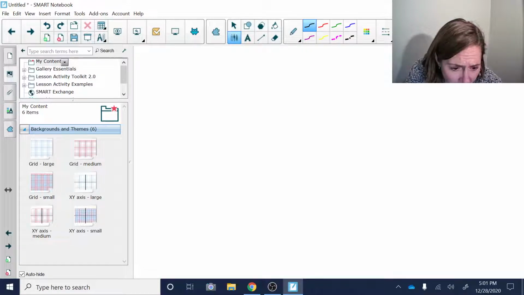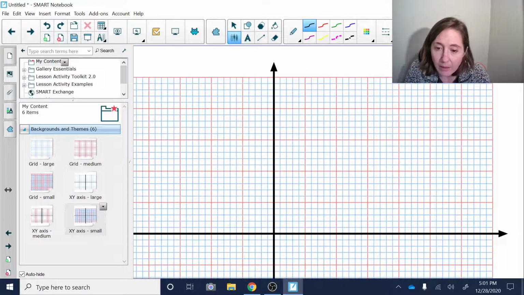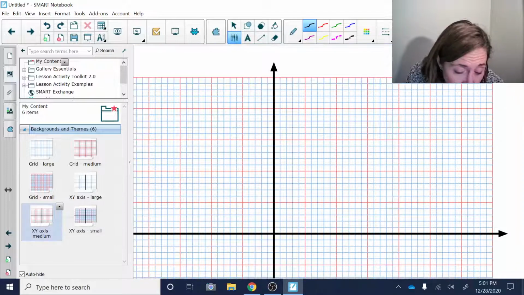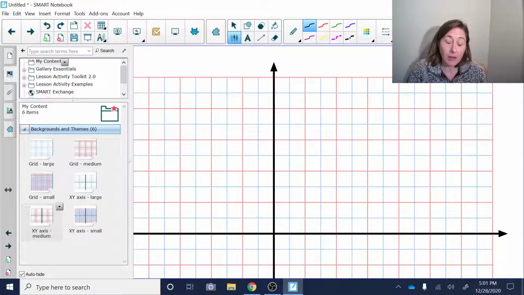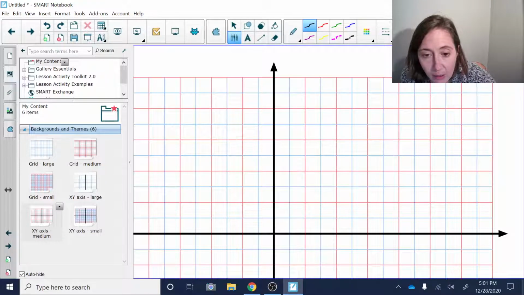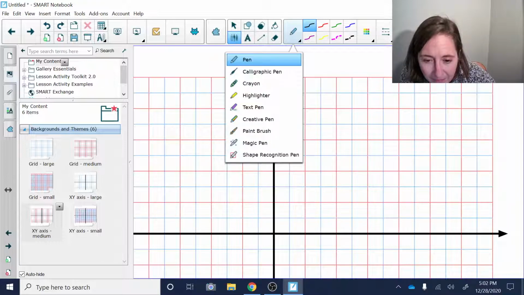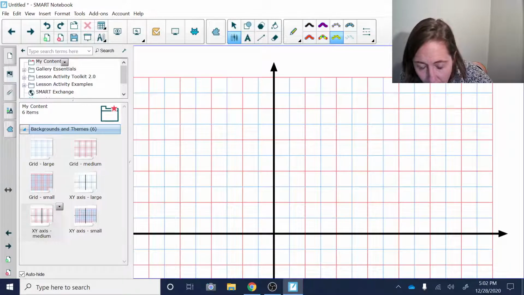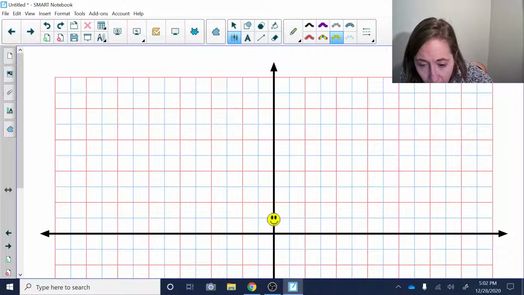I think I better go with a small one so I have room to graph a lot of this. That's probably too small. How about medium? Yeah, that'll work. Okay, 2 to the 0 is 1. Let's see, I'm going to put dots like this. Happy face, okay. 2 to the 0 power is 1. 2 to the first is 2. 2 squared is 4. 2 cubed is 8.